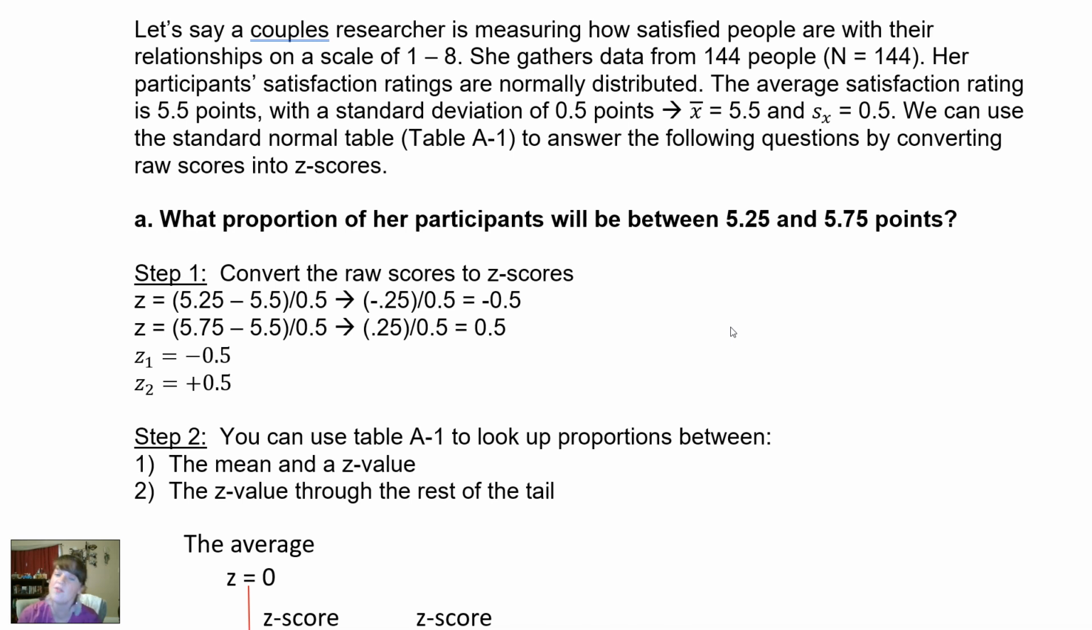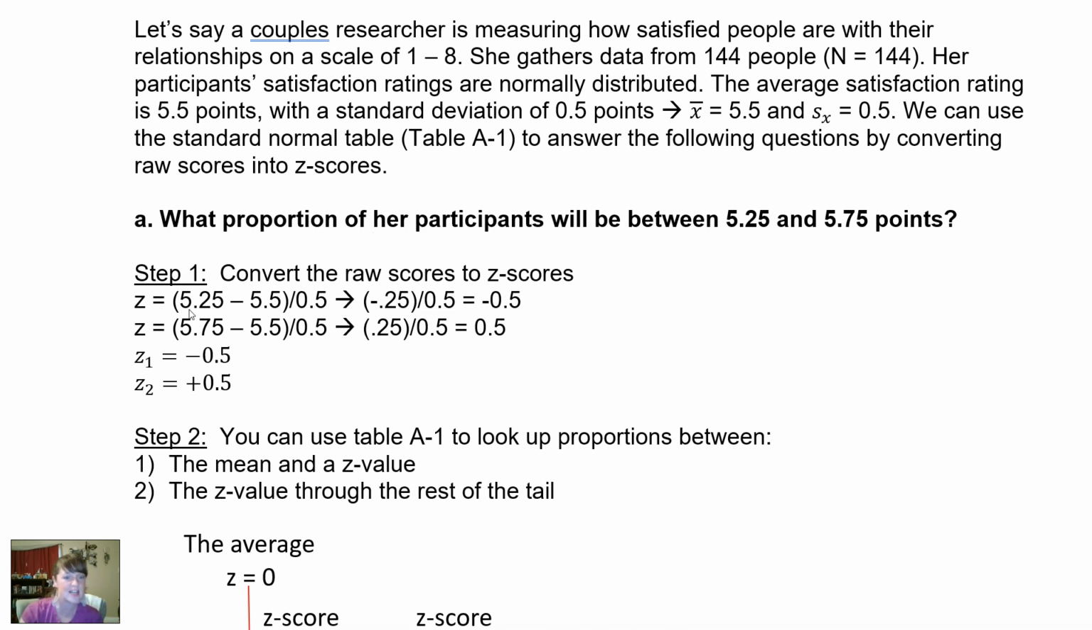Now notice one of these values is below average and one of them is above average. And so I want to know the people who are fairly close to the mean, right? 5.5 is the average. So I've got 5.25 and 5.75, a little bit below the mean and a little bit above the mean. I want to know what proportion of people are between those two values. So the first thing I'm going to need to do in order to use a Z table to answer this question is to convert them into Z scores.